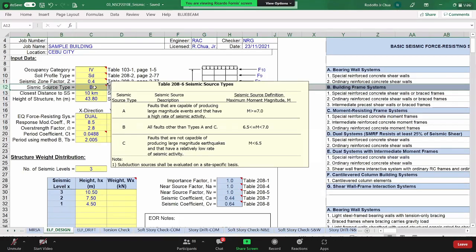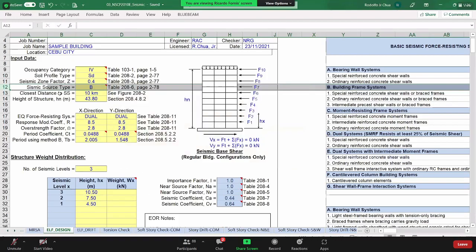So for type A, ang category ani niya is for fault lines that is capable of producing a magnitude of 7 and up, no? 7 pataas. And then ang source type B, these are faults that may or can produce a magnitude, earthquake magnitude between 6.5 to 7. And then ang category C or source type C, this is a fault or a seismic source that is capable of producing less than 6.5 magnitude ng earthquake.